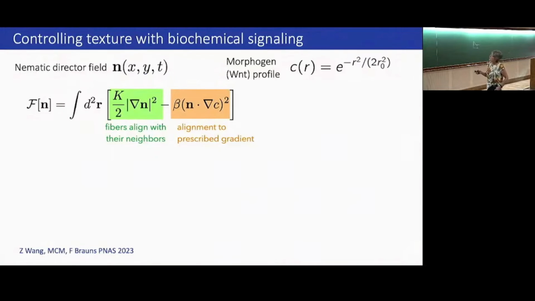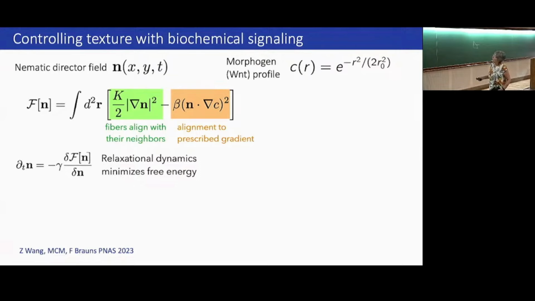So what we try to do is a very simple model to understand how the texture can be controlled by biochemical signaling. We simply describe the system in terms of a director field and a prescribed morphogen profile. And we write a free energy that consists of a term, the usual nematic stiffness, which is a term that tends to align fibers with their neighbors, and an alignment with the prescribed gradient of the Wnt, or the morphogen. Then we just do relaxational dynamics, minimize this free energy, and look at the configuration.